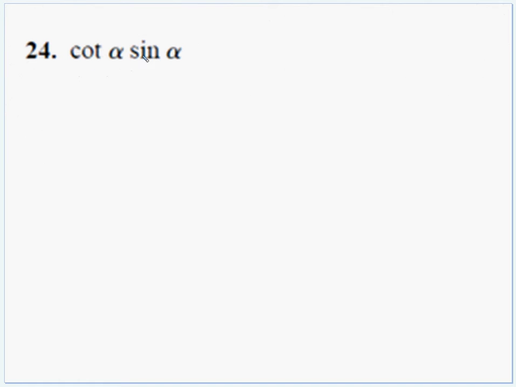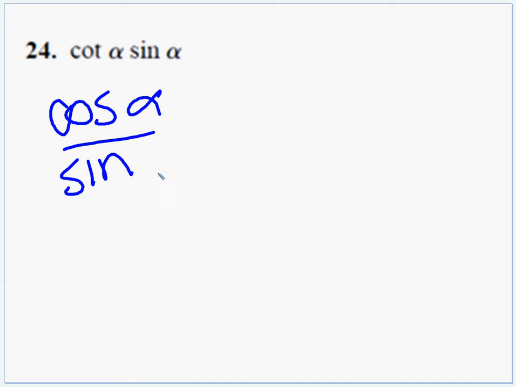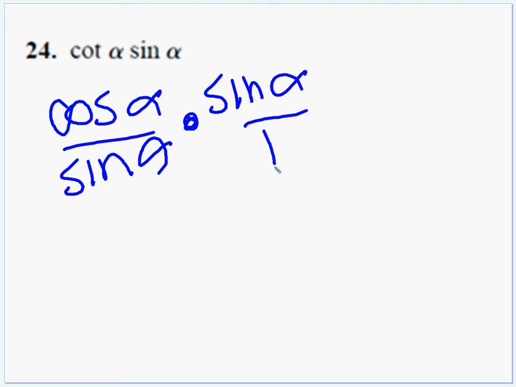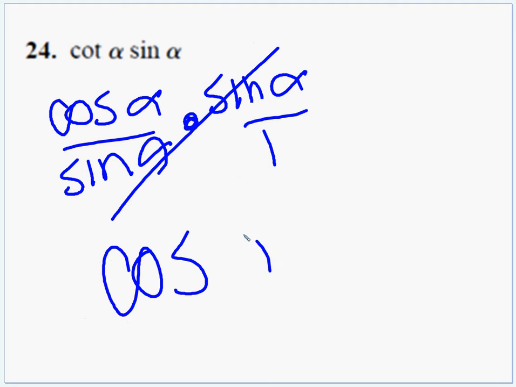So here, looking at this one, we've got a sine of alpha. Let's turn that cotan into cos over sine. And then that sine, of course, we can write as sine of alpha over 1. And we get a cancellation. So we're left with cos of alpha. And we're down to a single term. So that's probably the right answer.